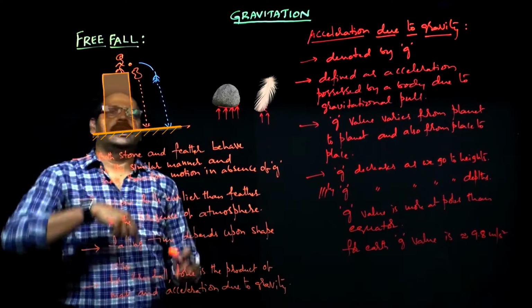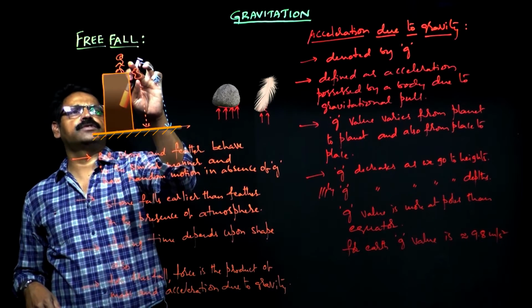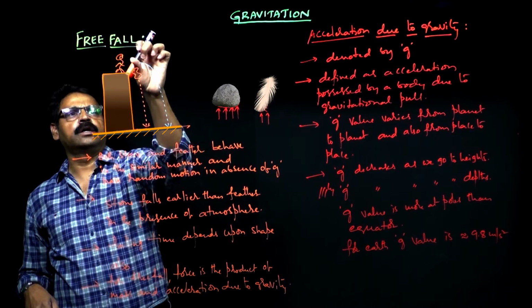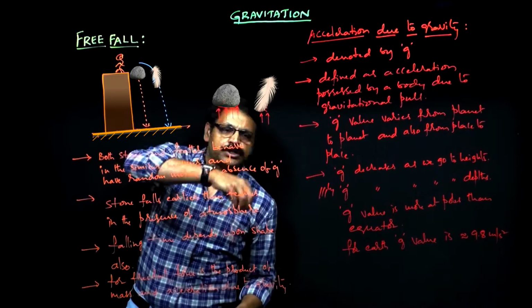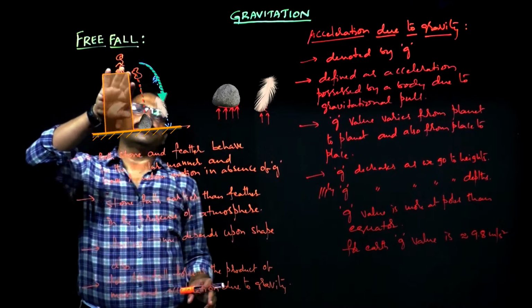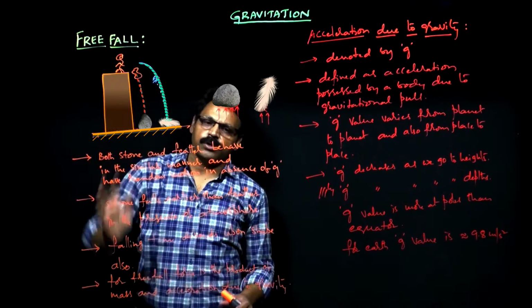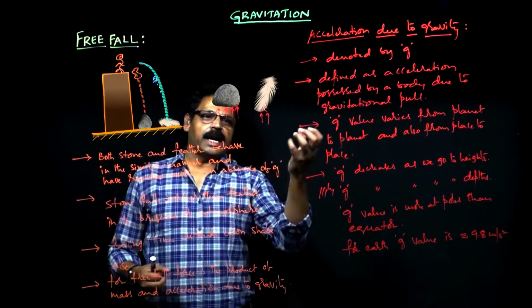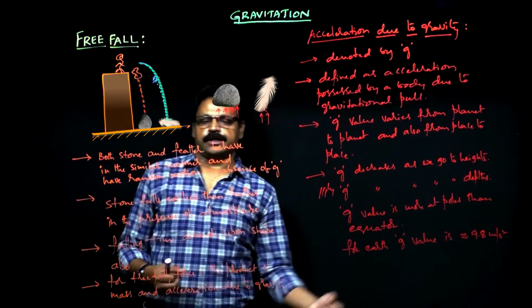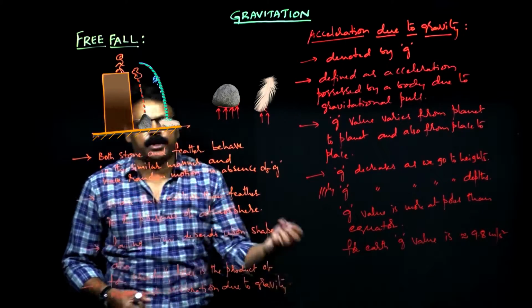In this case, let us consider there are two bodies which are dropped from a certain height. One is a stone, the other one is a feather. Whenever they are dropped from a certain height, both of them will have an initial velocity of 0. If there is the presence of g, then they will be attracted towards the surface. There will be a gravitational pull.